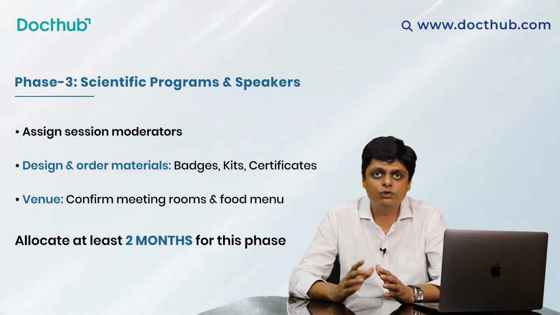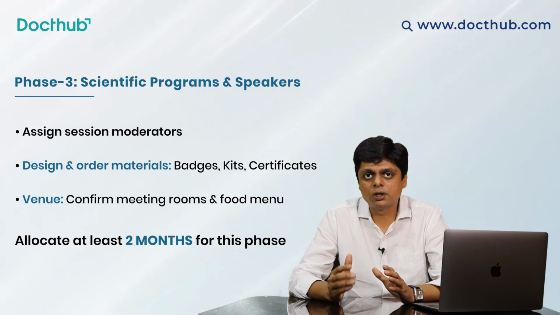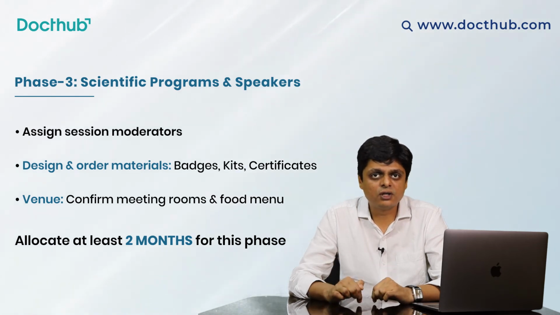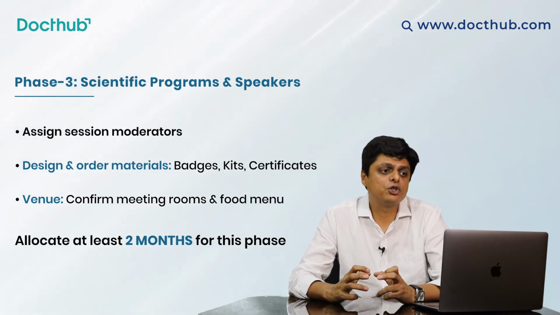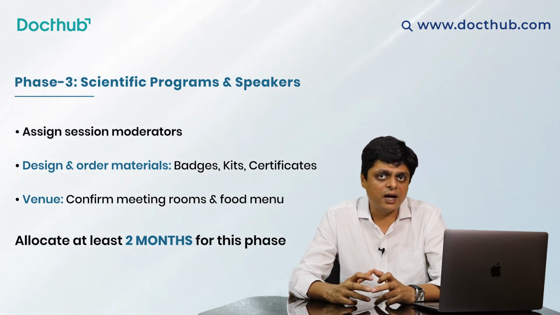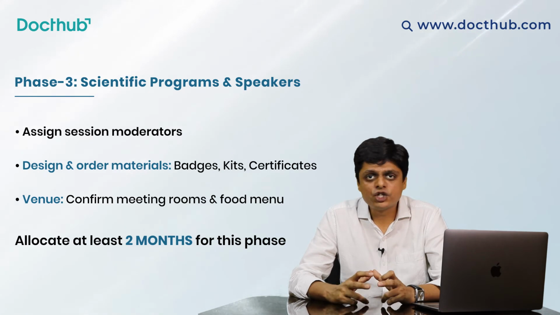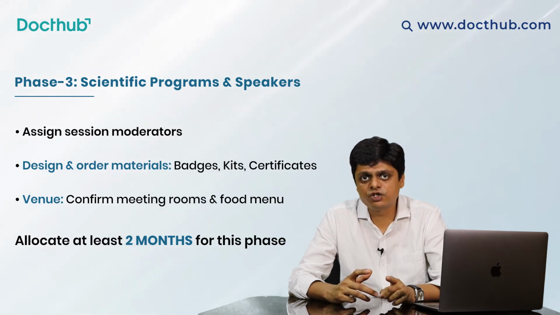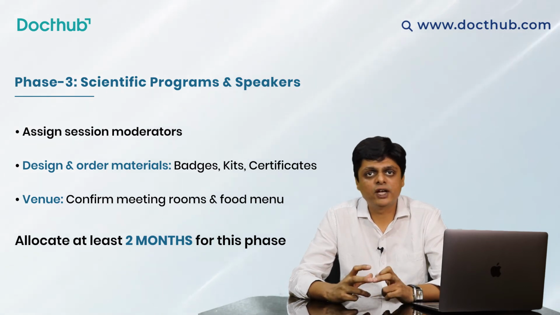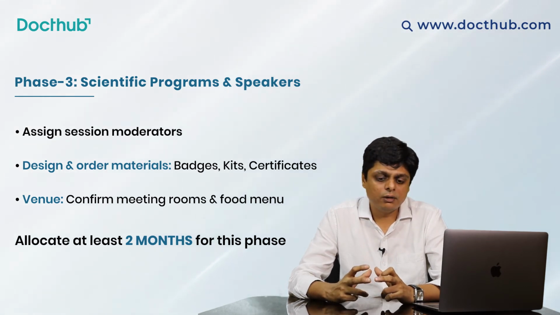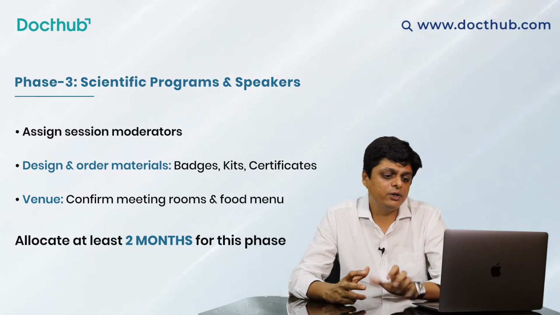If you have time, you can take more time for planning and execution of phase 3, but phase 3 will be the most crucial phase. So at least 2 months you will need to plan this phase. Make sure that your phase 1 and phase 2 are completed in a timely manner, so that you can plan phase 3 and give it time in a better way.